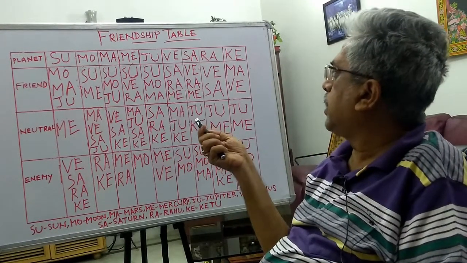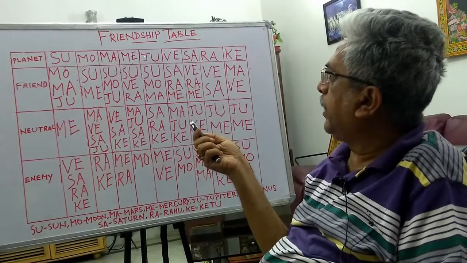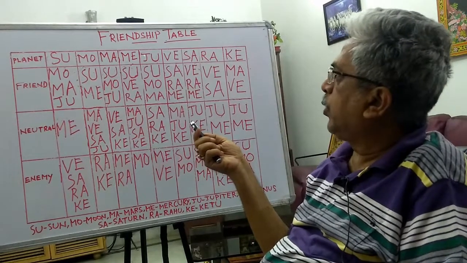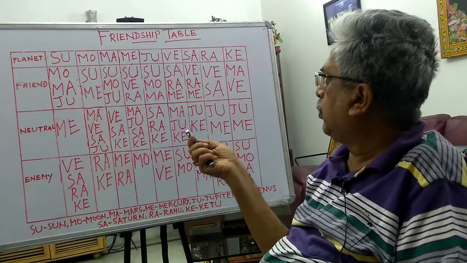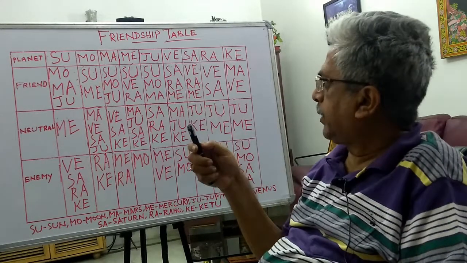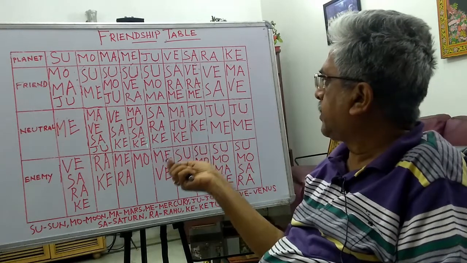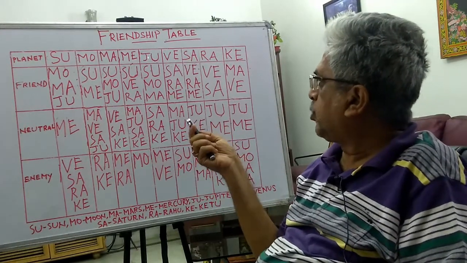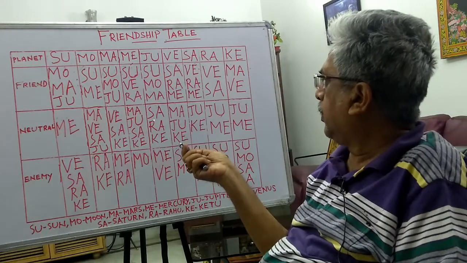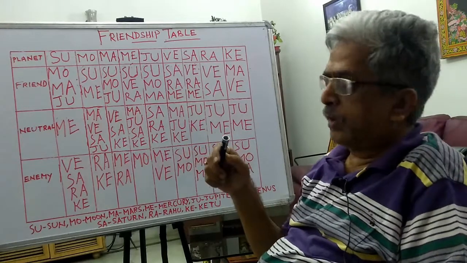Similarly, if in the first house 9 or 12 is written, it means you are ruled by Jupiter. For Jupiter, Sun, Moon and Mars are friends. Jupiter treats Mercury and Venus as enemies. For Jupiter, Saturn, Rahu and Ketu are neutral.